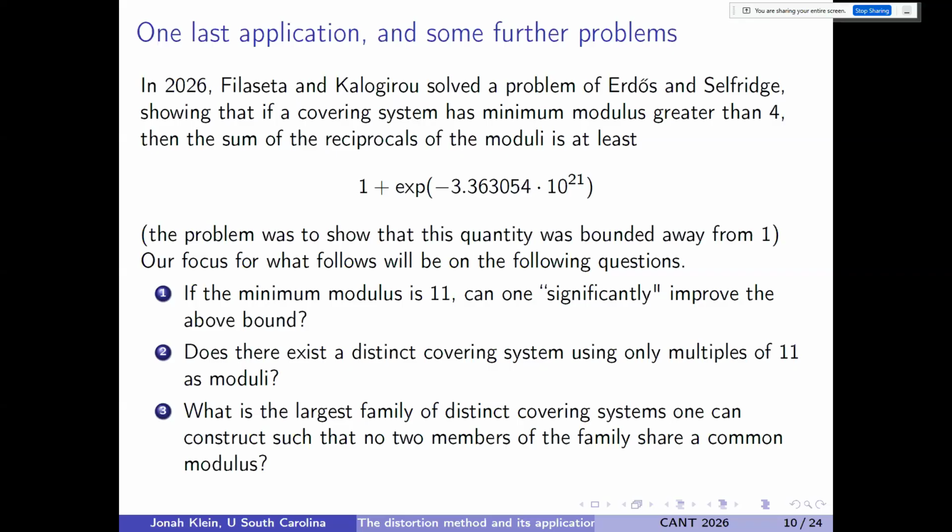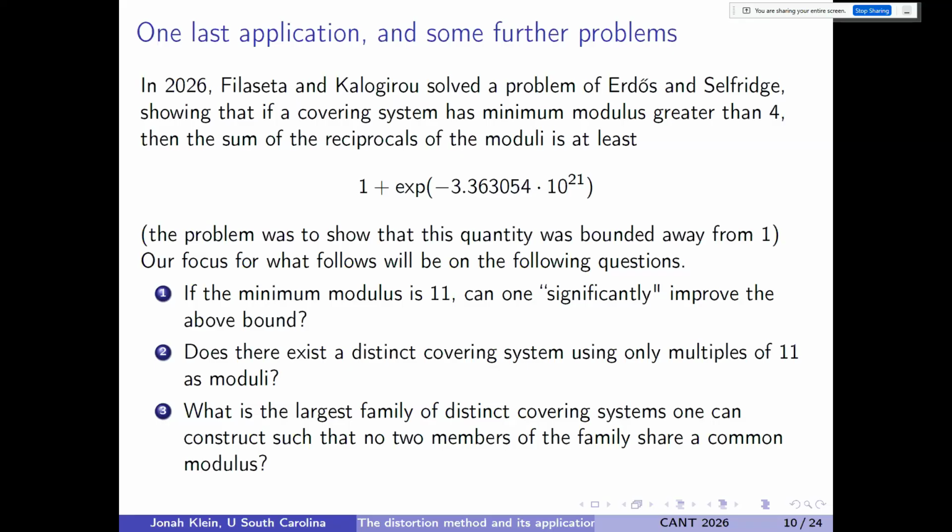Question 3, what is the largest family of distinct covering systems one can construct such that no two members of the family share a common modulus? So how many covering systems can I build such that no two share a common modulus? So we're going to try.